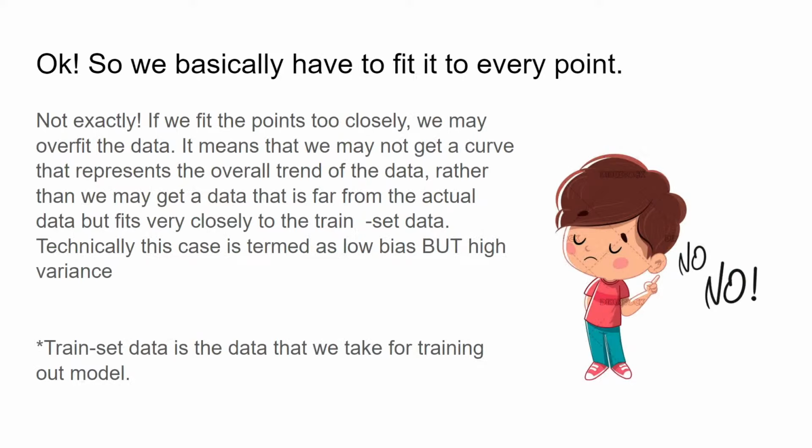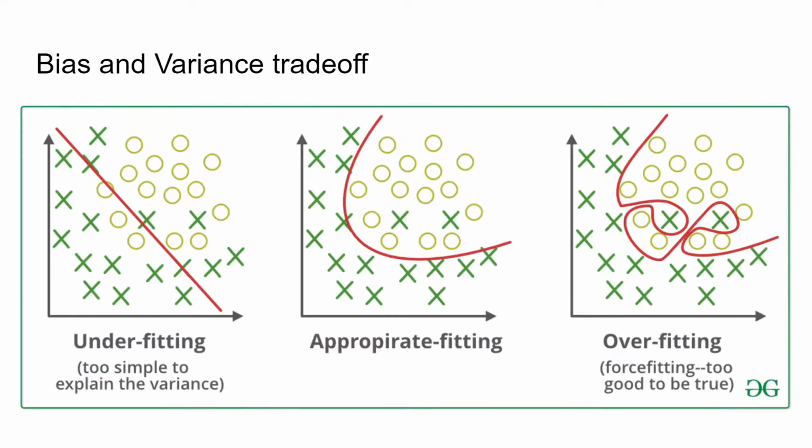But let's say we are trying to fit the data very closely to every point. Then comes the bias-variance trade-off. Let's say we're trying to fit data which is described here, the x's and zeros. These are two different types of points, and we are trying to find a relation where these two are differentiated pretty well.